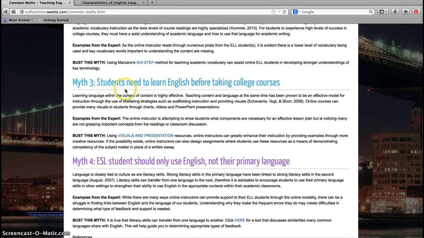The third myth is that students need to learn English before taking college courses, and while a certain level of English is definitely helpful in supporting their online learning experience, there are many supports we can put in place to further support their learning. So using visuals and presentation resources is a great way that we can enhance our instruction and provide examples through the use of creative resources. If you click on this right here, it will take you to a resource that will help you design these alternative methods of working with your students.